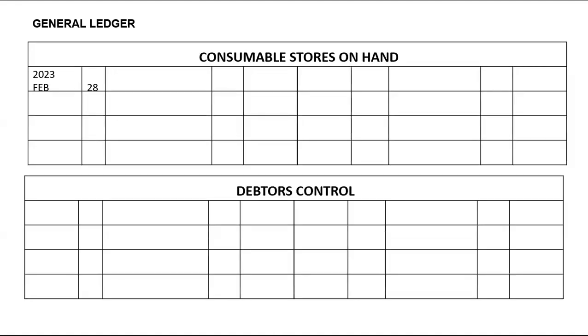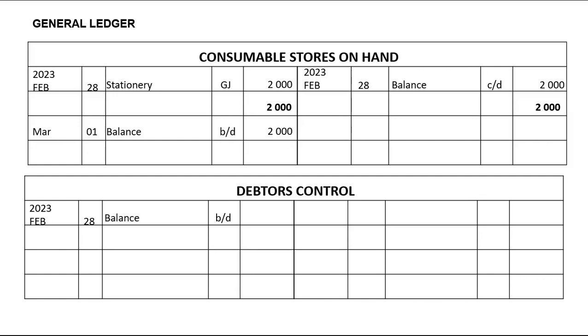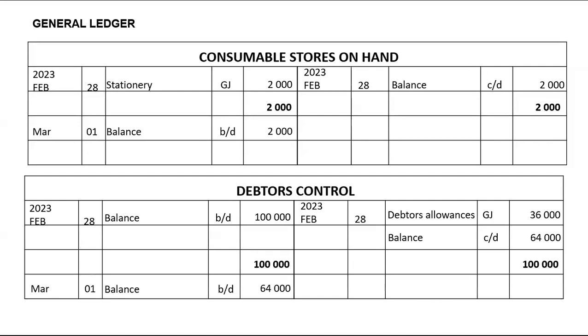Consumable stores, we didn't have any opening balance, so you'll just have to record it. It was stationery, and just calculate balance carried down. It's consumable stores on hand. It's an asset account, so it will be a plus minus. And for our debtors control, the balance brought down was 100,000. We had to reduce that by returns, which amounted to 36,000 rand. So our debtors control closing value will be that 64,000 rand.